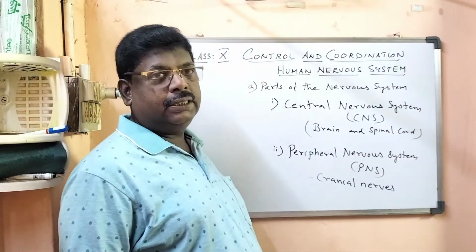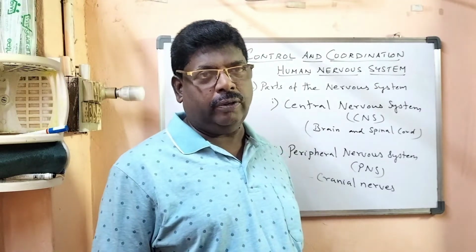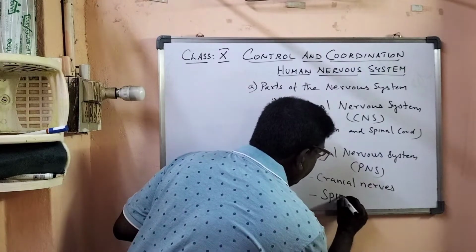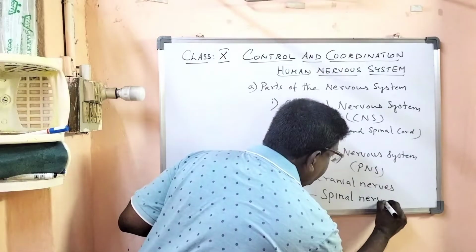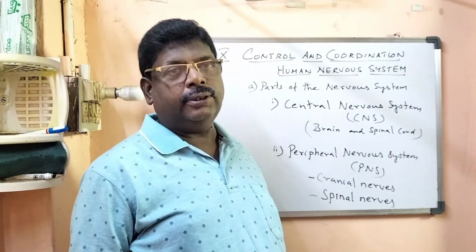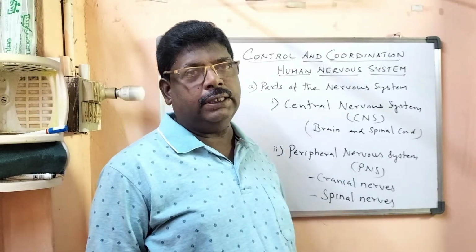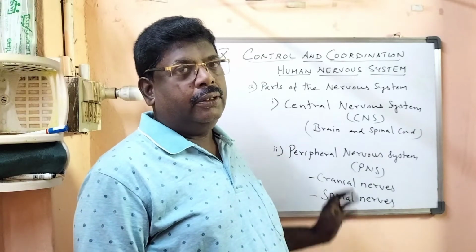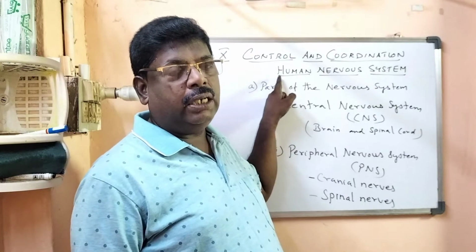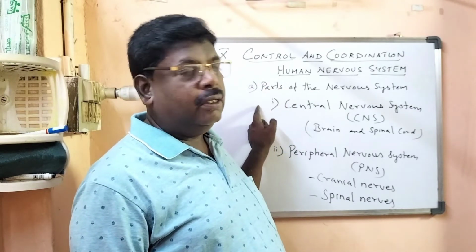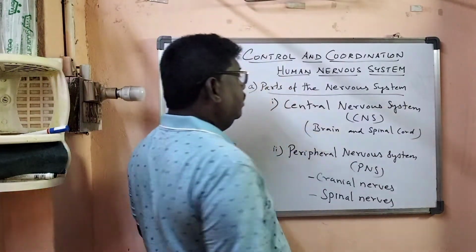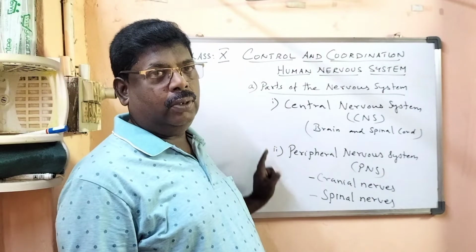And next is the nerves that arise from the spinal cord. They are called spinal nerves. So cranial nerves and spinal nerves together are called peripheral nervous system. Under control and coordination, we are studying about the human nervous system. Under human nervous system, first thing, the parts of nervous system. Under parts of nervous system, two things.